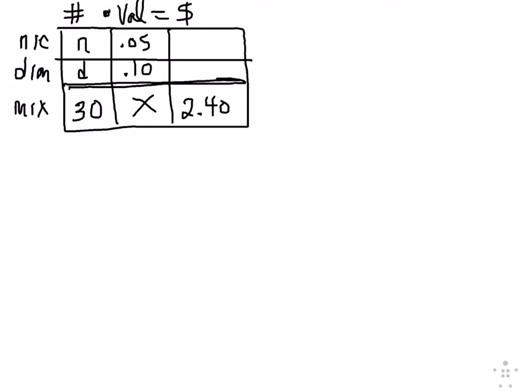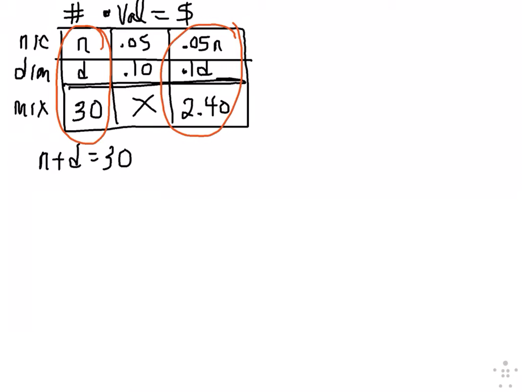All right, so if I multiply across, I get nickel times 0.05. That's how much money I have in nickels. And then the second row, I have 0.10 times dimes. That's how much dimes I have. So the equations come from here and here. So the first equation is n plus d equals 30. Means the number of nickels plus the number of dimes is 30, right? And then the second equation is 0.05n plus 0.1d. So how much money I have in nickels plus how much money I have in dimes equals $2.40, right?